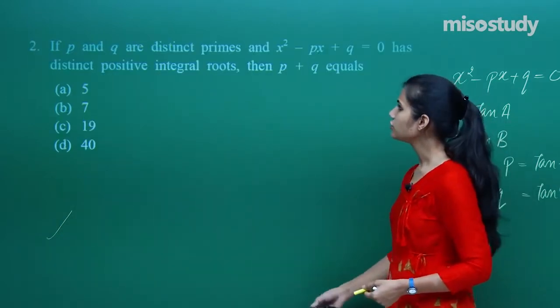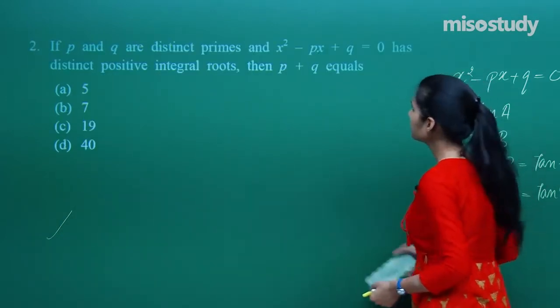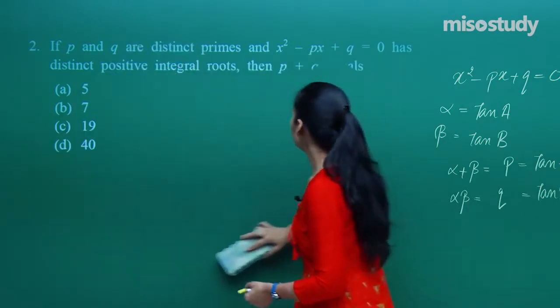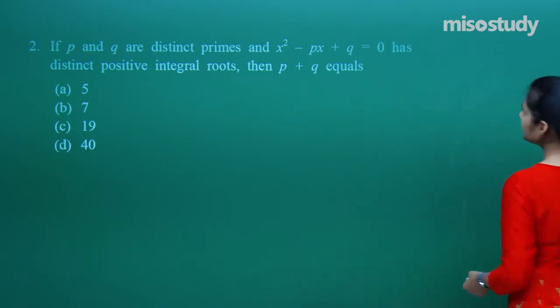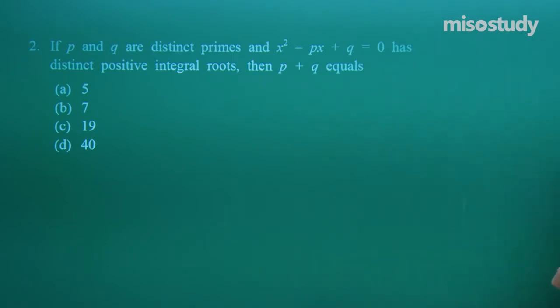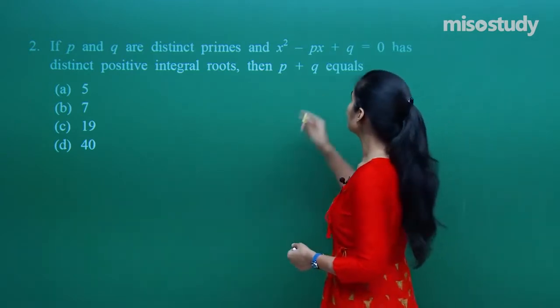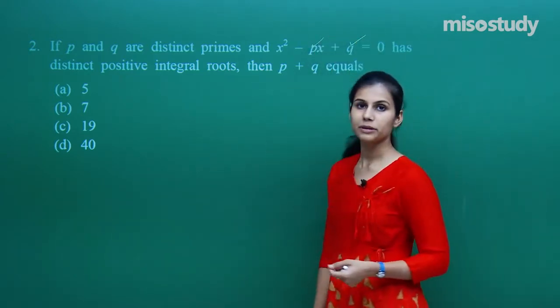Talking about the next question, p and q are distinct primes. Okay, p and q are distinct primes and this has distinct positive integral roots. Then what is p plus q? So no information about the roots is given to you. You are just given that this p and this q, they are nothing but primes.